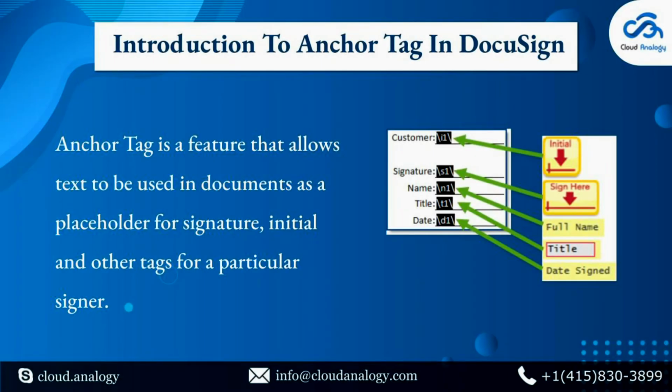An anchor tag is a feature that allows text to be used in documents as a placeholder to sign, initial, names and other tags. Anchor-based tagging in DocuSign will enable you to send documents for signature that do not have a fixed layout or format. While creating or editing a document, type the automatic anchor tag in the appropriate location in the document.